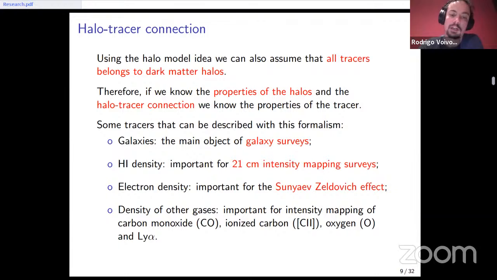Tracers might be, for example, galaxies. So I think that's the main application of this kind of thing. But also H1, which is very important for 21 centimeter intensity mapping. Electron density, which is important for the Sunyaev-Zeldovich effect. And also, I don't know, the density of other gases, which is important for other types of intensity mapping surveys, and also for Lyman alpha surveys. And basically everything that you can observe in the universe, you could in principle describe with this formalism of the halo model. Okay.